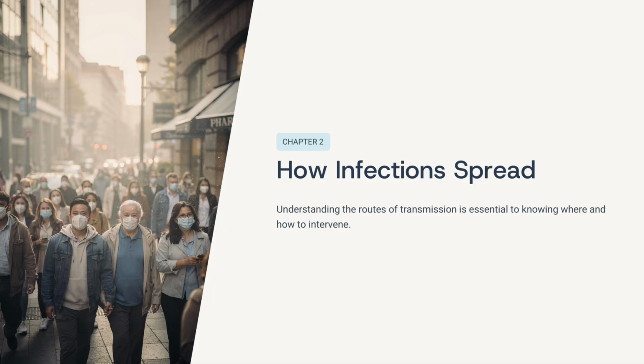Now we shift to how infections spread in real life. Understanding transmission routes: contact, droplet, airborne, ingestion, vectors, and vertical transfer is crucial because each route requires different prevention measures, from hand washing to ventilation and vector control.